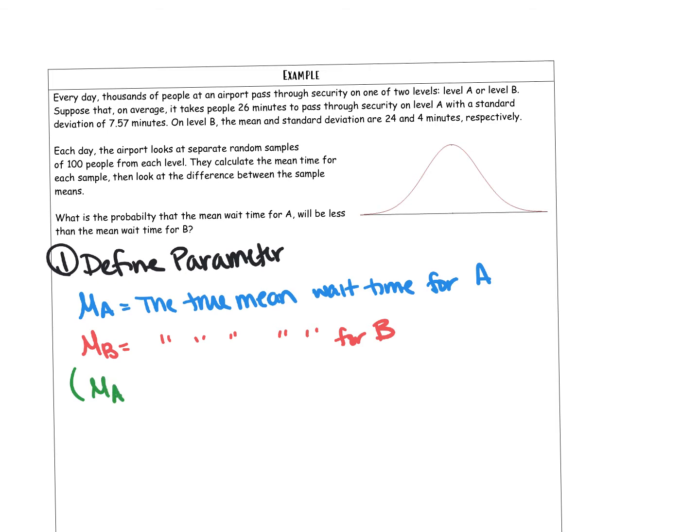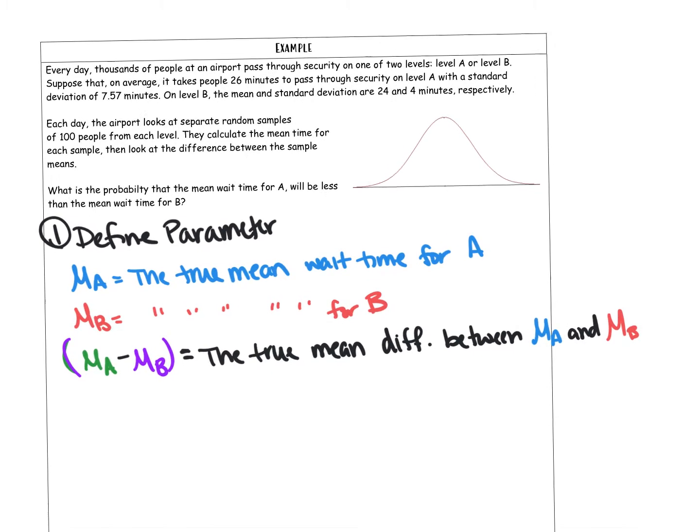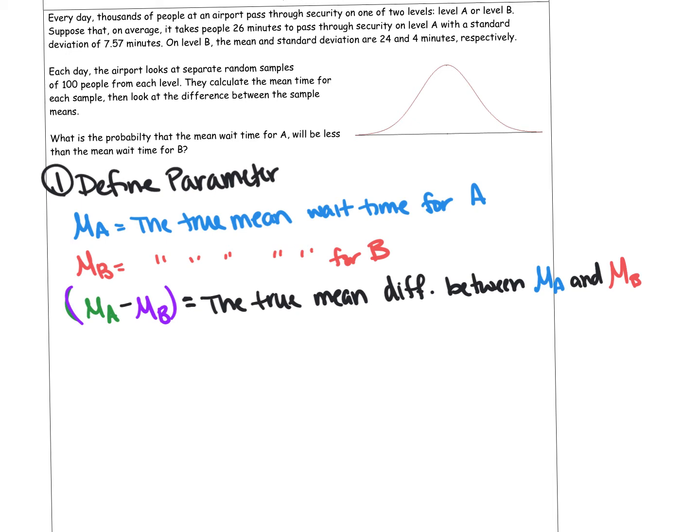And then what we're going to define now is this new parameter, which we're going to call mu of A minus mu of B. And this new thing is going to be called the true mean difference between mu of A and mu of B. And we're going to calculate that value now as well. So the first thing is to define the parameter. The next step, once we have the parameter defined, we're going to state our conditions.